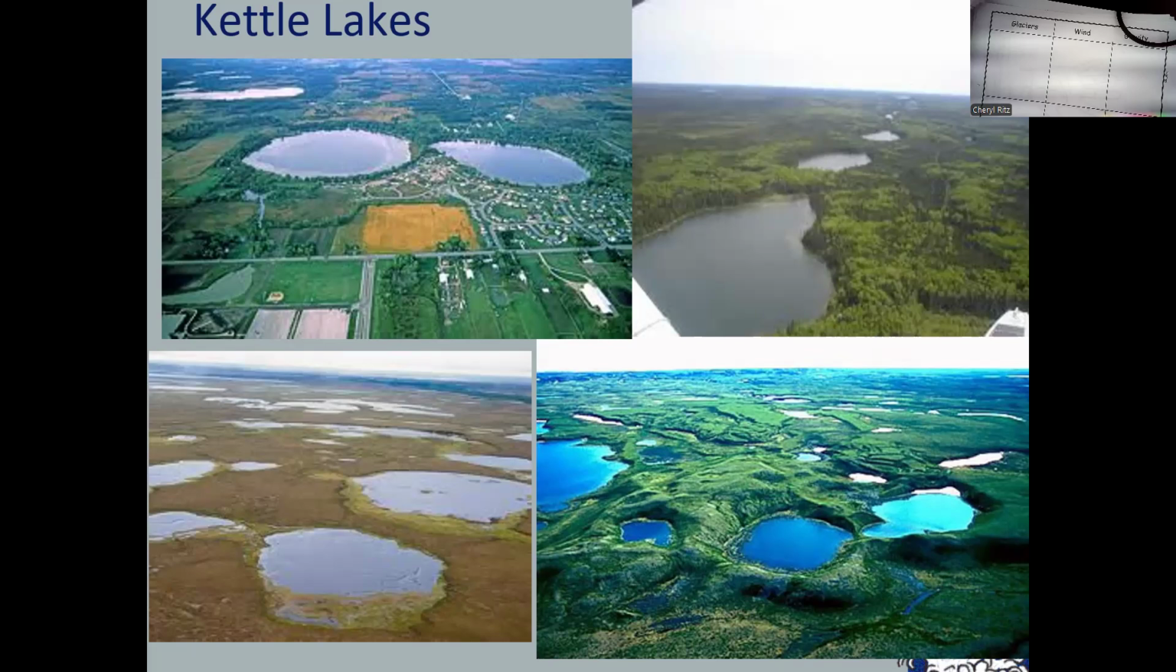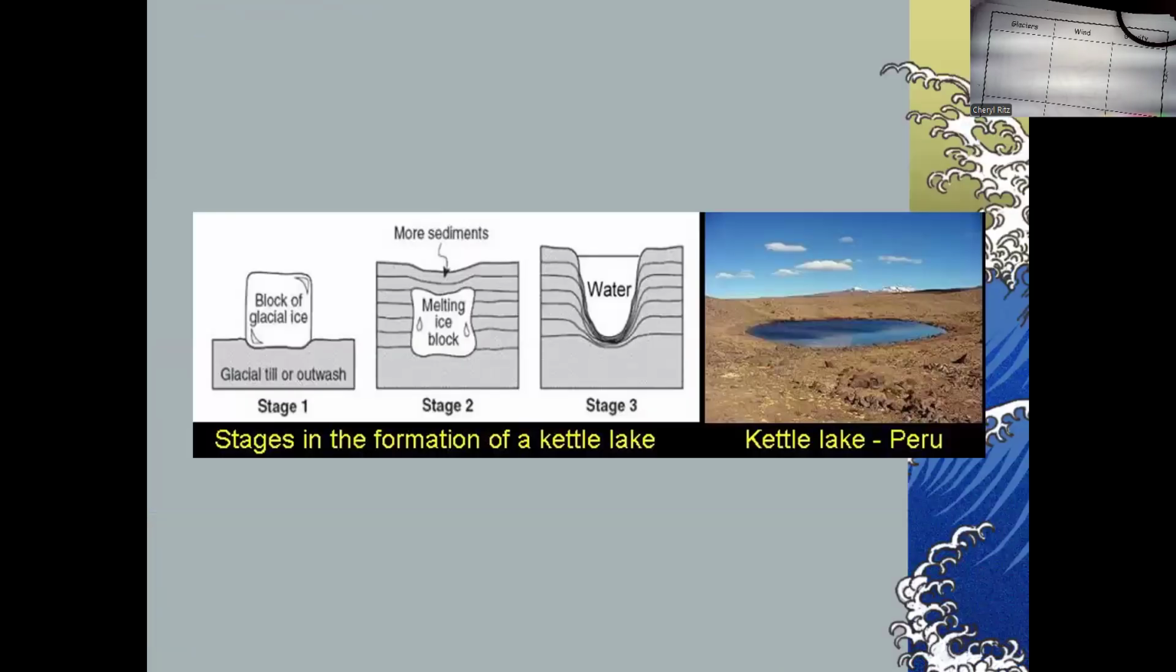And a kettle lake happens when a chunk of ice, actually, do I have it in my next picture? Yep. A chunk of ice breaks off the glacier and it starts to sink into the ground that it's sitting on. And then it melts and you've got a lake with steep sides and no water coming in or going out. That's a kettle lake. Again, caused by glaciers.